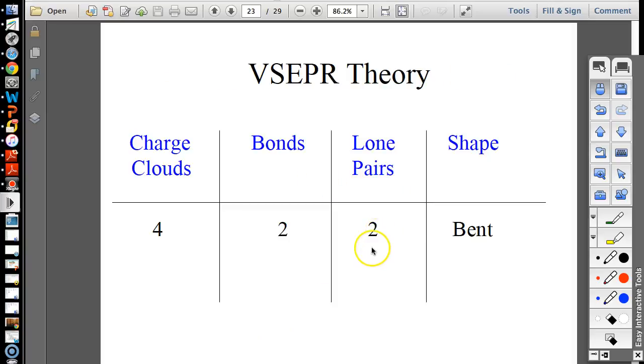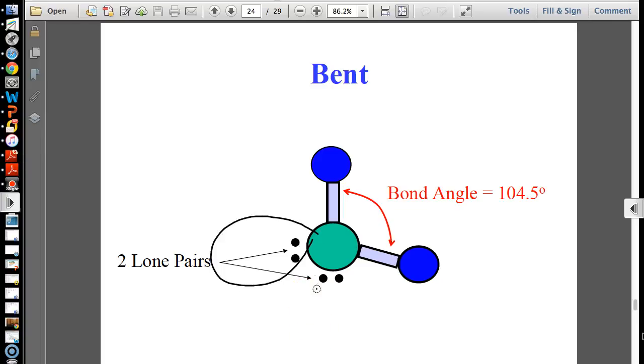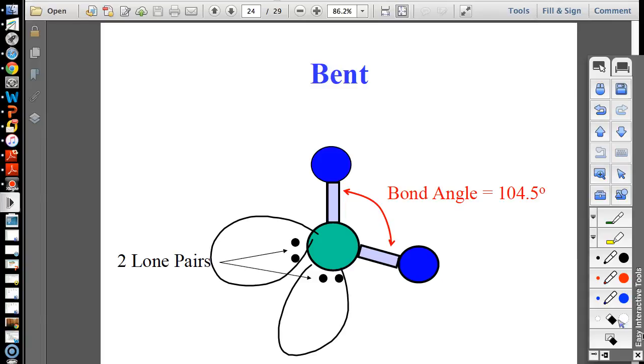And we had done this yesterday, and the bond angle is 104.5. And there's your marshmallow here, and I'll draw it in. There's your marshmallow here, and there's your marshmallow here. And so we're going to call this bent because when we name, we only name by the atoms. We don't use the lone pairs to name. And so this gives you that nice bent shape, and the bond angle again is 104.5.